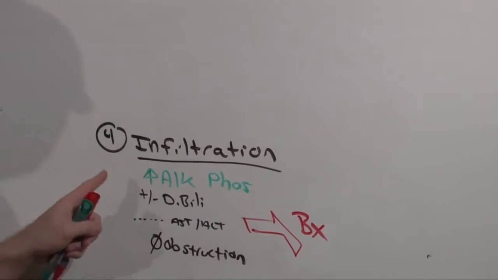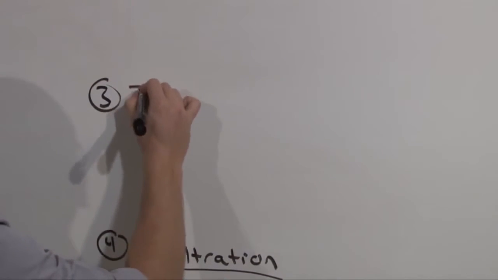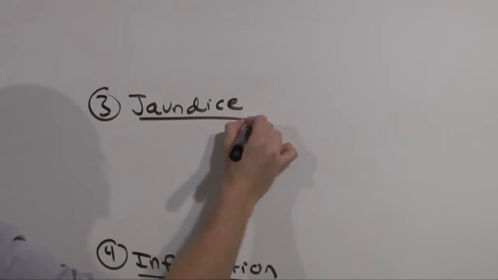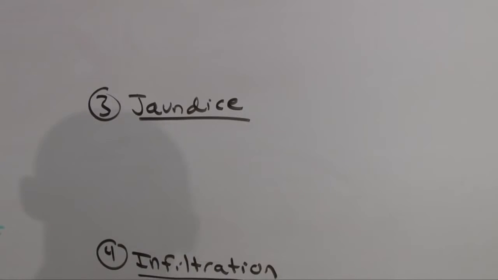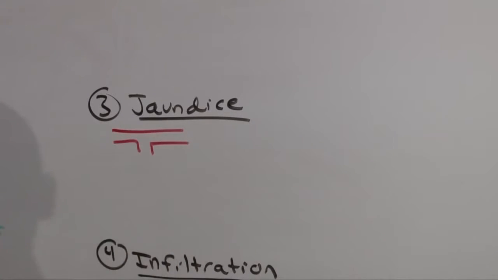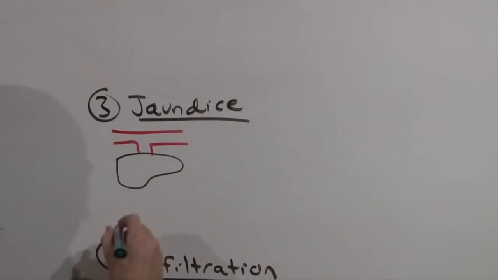Let's work our way back up. This is an infiltrative pattern. The next is going to be jaundice in general. And here we need another picture just like the one we drew. In jaundice, there are 3 possibilities for the cause of the jaundice.